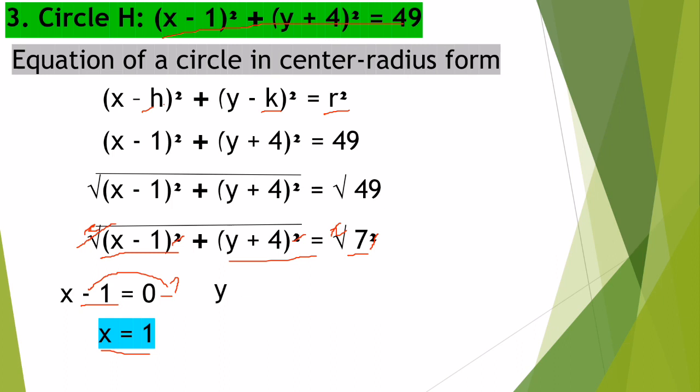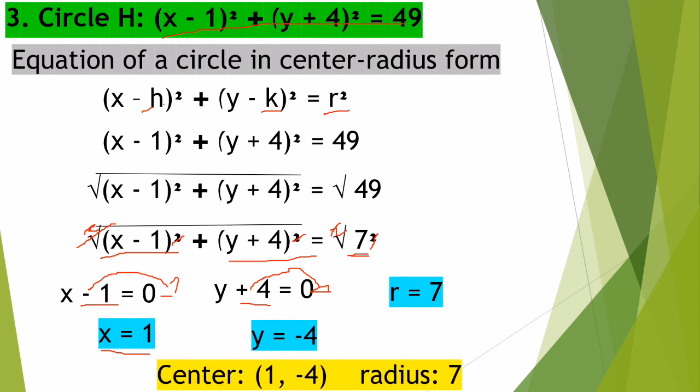Ganon din ang gagawin natin kay y, kaya meron na tayong y plus 4 is equal to 0. So ililipat natin si positive 4 sa kabila, magiging negative 4 na siya. Kaya meron tayong y is equal to negative 4. At si 7 natin ay perfect root na siya. So, ito na ang ating radius. Kaya kopyahin lang, r na is equal to 7. Therefore, the coordinate of the center is 1 and negative 4, at ang radius ay 7.